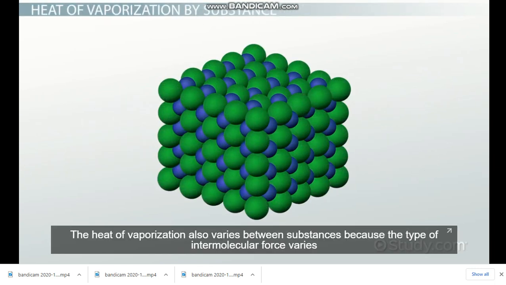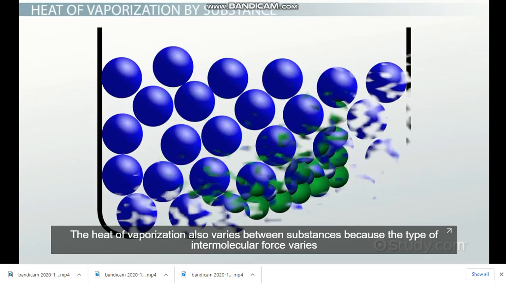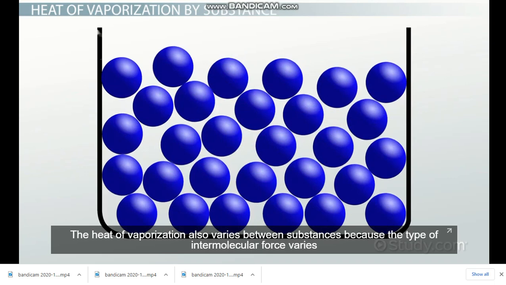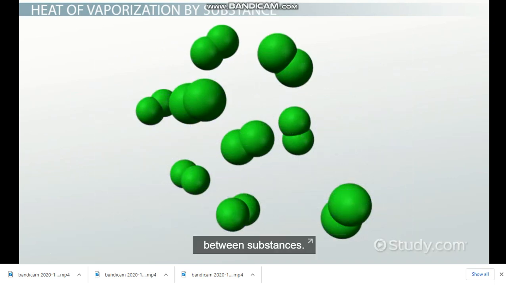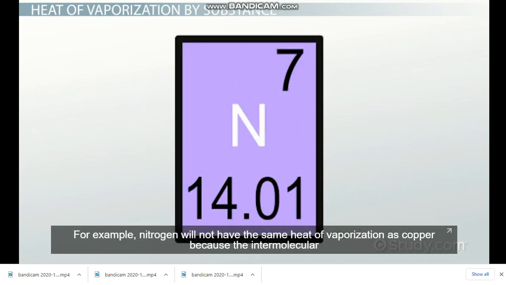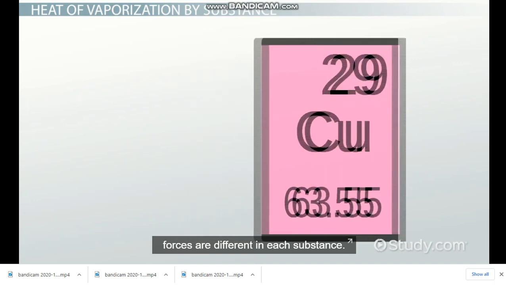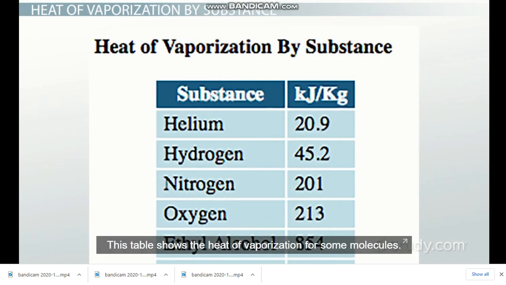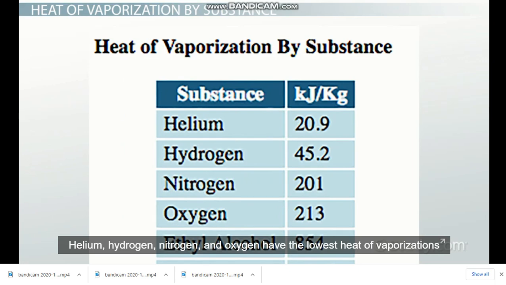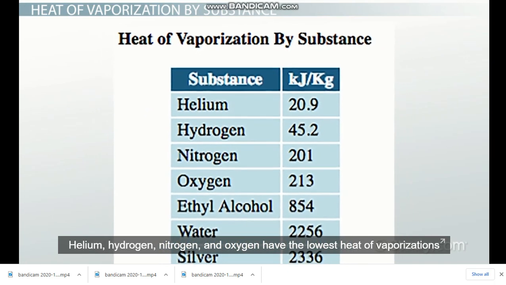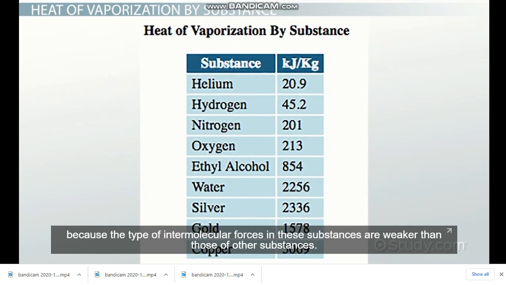The heat of vaporization also varies between substances because the type of intermolecular force varies between substances. For example, nitrogen will not have the same heat of vaporization as copper because the intermolecular forces are different in each substance. This table shows the heat of vaporization for some molecules. Helium, hydrogen, nitrogen, and oxygen have the lowest heat of vaporizations because the type of intermolecular forces in these substances are weaker than those of other substances.